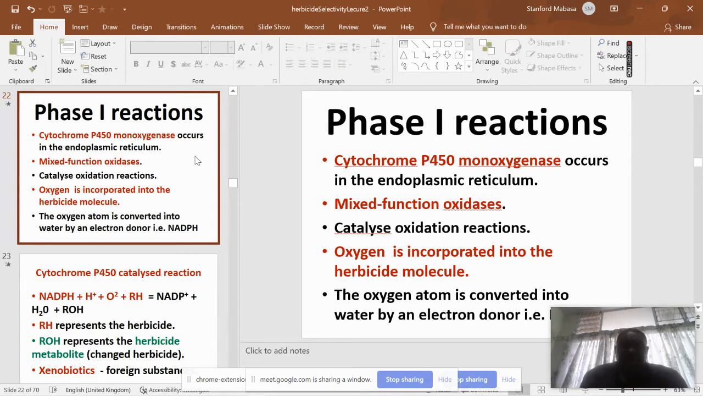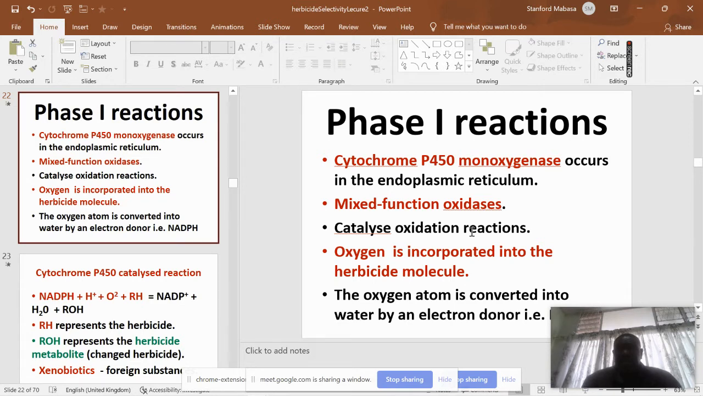Now, let us focus on the phase one reactions. This is where cytochrome P450 monooxygenase, the chief enzyme responsible for reactions which break down herbicides, comes in. It occurs in the endoplasmic reticulum, which is part of an organelle of the cell. Sometimes we call them mixed function oxidases.